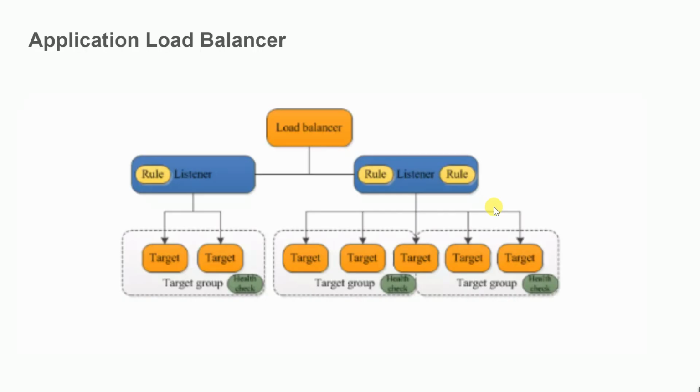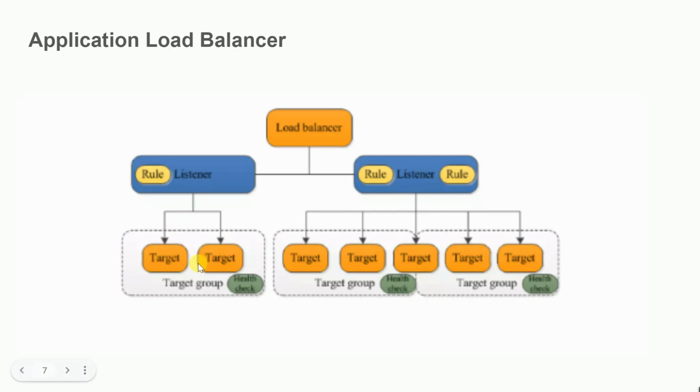Application load balancer. It is a load balancer that contains a rule and a listener. For example, if the rule is to transfer the request to port number 80, that rule is defined as transfer the request to port number 80. So the listener is 80 and the rule is transfer the request. Whenever a request comes to that particular listener, it's automatically redirected to the target.